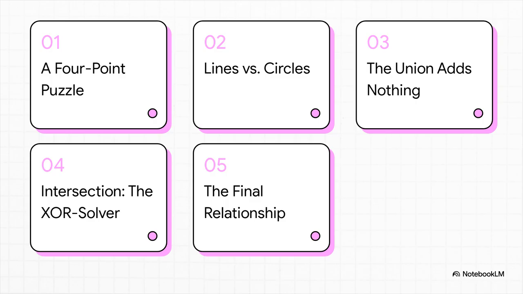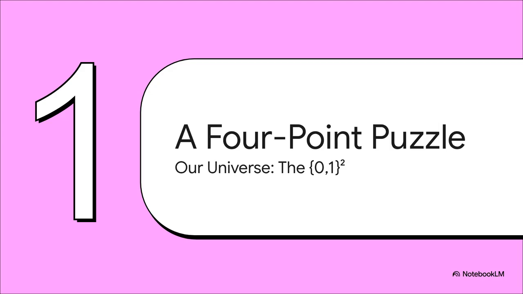Here's how we're going to crack this thing. First, we'll lay out the puzzle itself. Then we'll pit lines against circles to see who wins. We'll explore why just mashing them together with an OR doesn't help. And then we'll uncover the one simple trick that changes everything. And finally, we'll put it all together to see how they all relate. Okay, let's get into it.